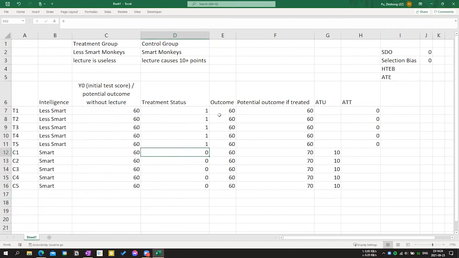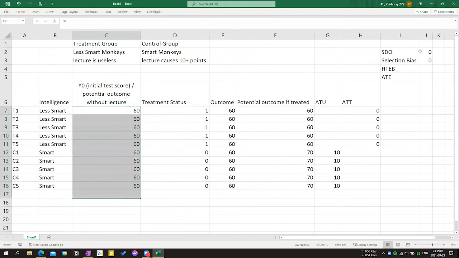But anyways, what would the outcome be? For the less smart monkeys receiving treatment, to be honest, the lecture is useless for them. They're not going to have any improvement in test scores. So their outcomes would be 60, staying still. Now, what about the smart monkeys? We assign them to the control group, which means that we're giving them a placebo, no lectures. So their test score eventually would be 62. So here, what can we conclude? We can conclude that the SDO, the simple difference in outcomes, is 0. 60 minus 60 is 0.